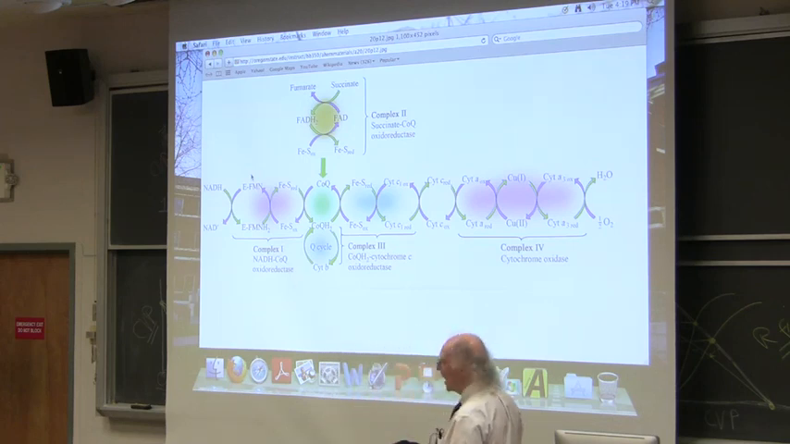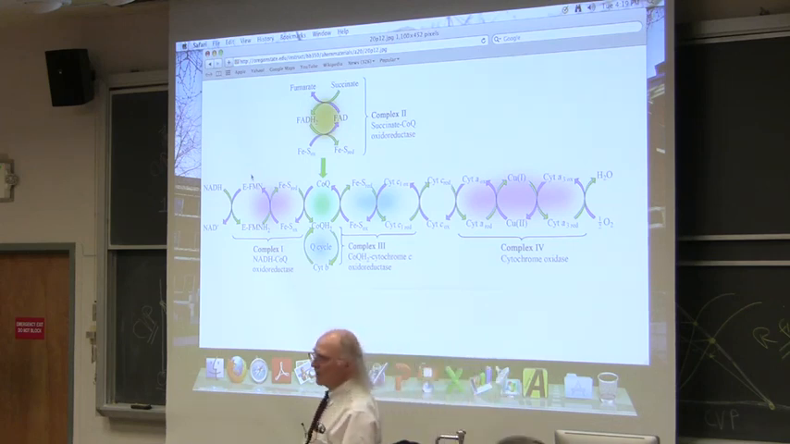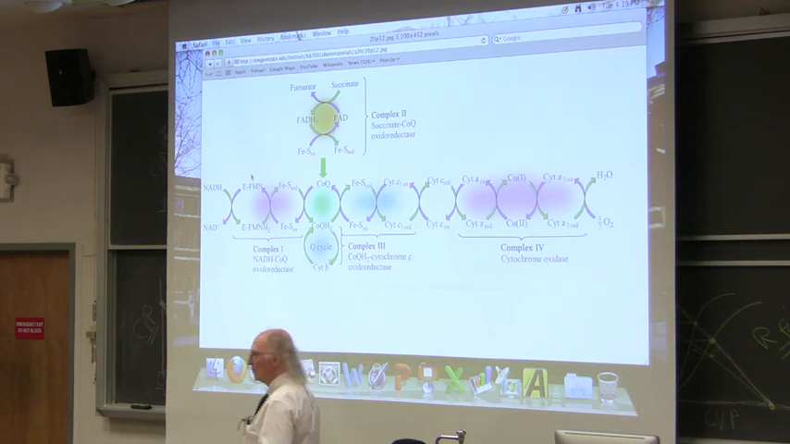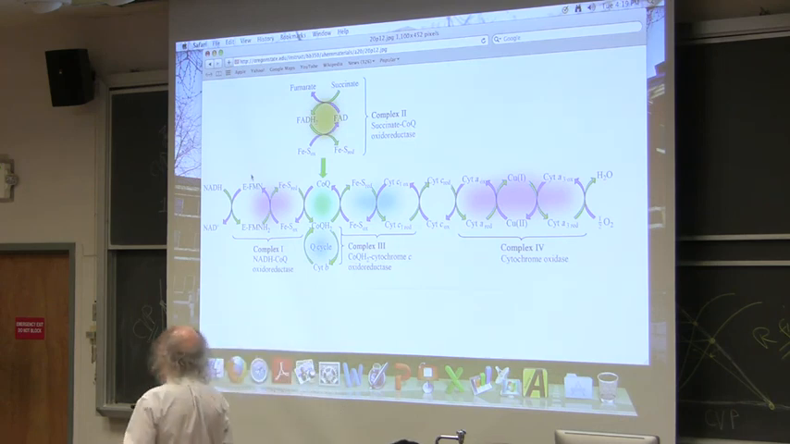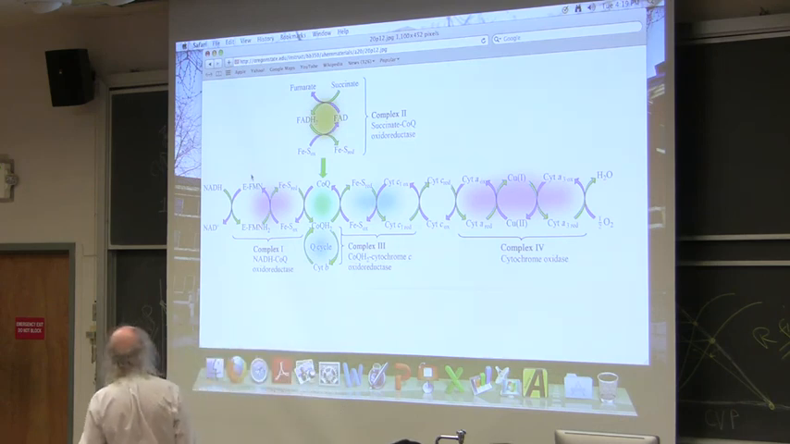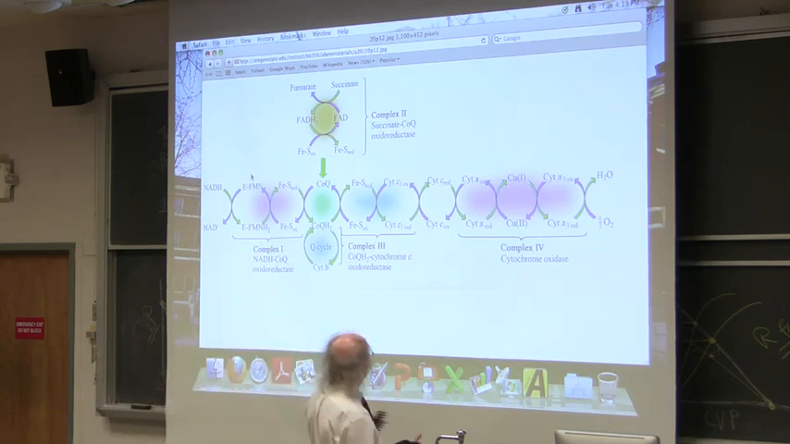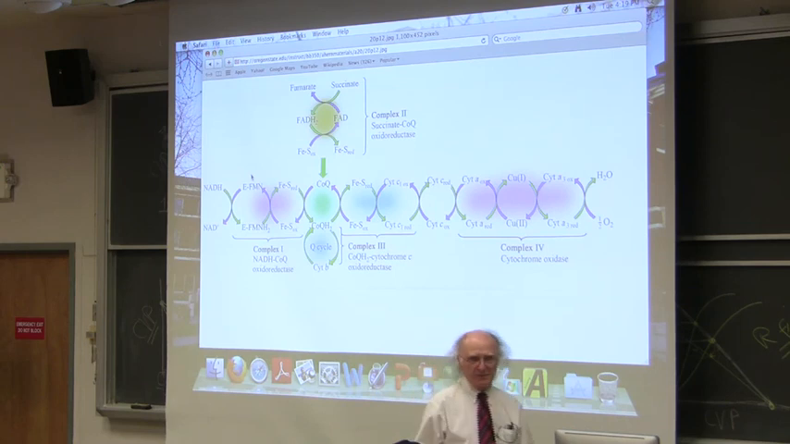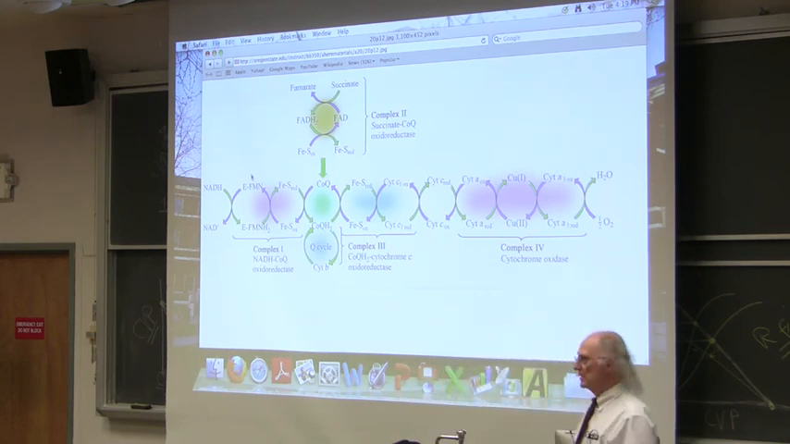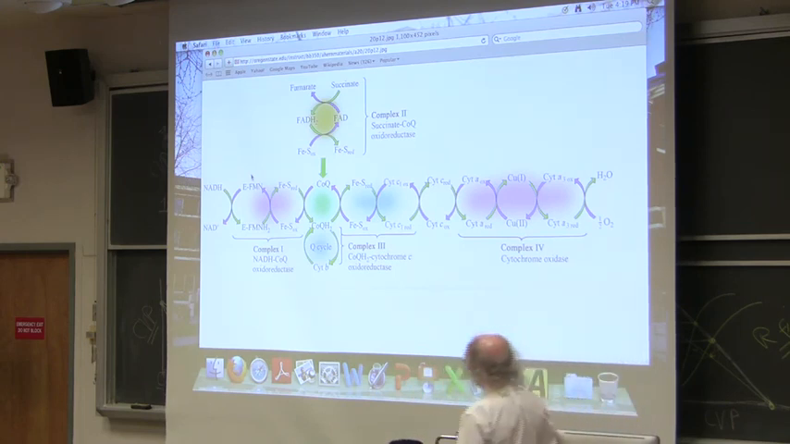Complex 1 is not the only place where protons get pumped. In fact, wherever you see the word complex up here, that's a proton pumper. Complex 1 pumps protons, complex 3 pumps protons, and complex 4 pumps protons. And no, you're not going to have to draw all these different things up there. Okay? Keep it simple.